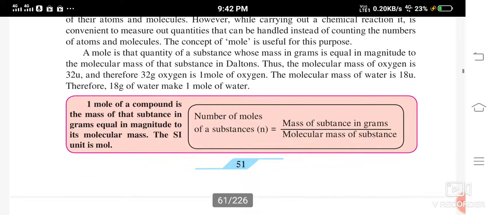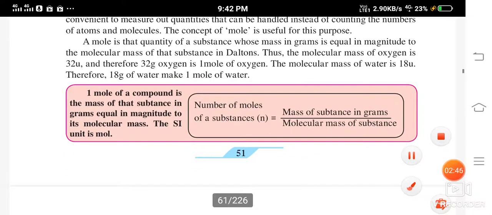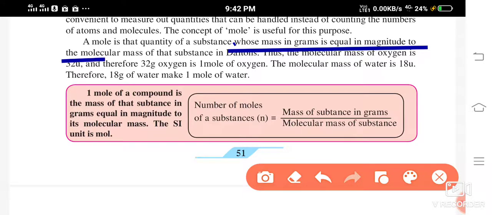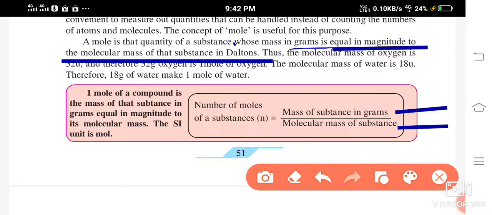See, a mole is that quantity of a substance whose mass in grams is equal in magnitude to the molecular mass of that substance. So, now what is a mole? A mole is the quantity of a substance whose mass in grams is equal to the molecular mass of the substance in Dalton.